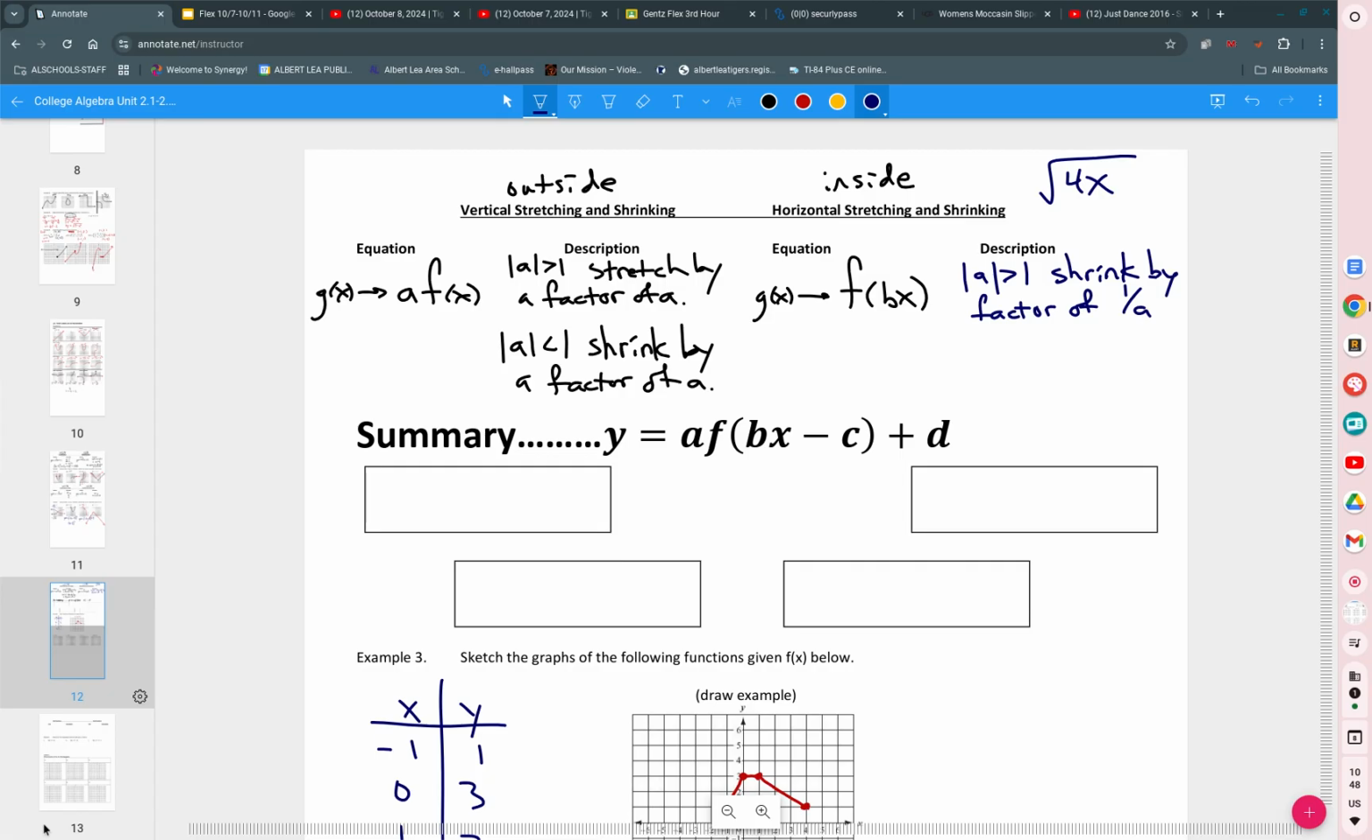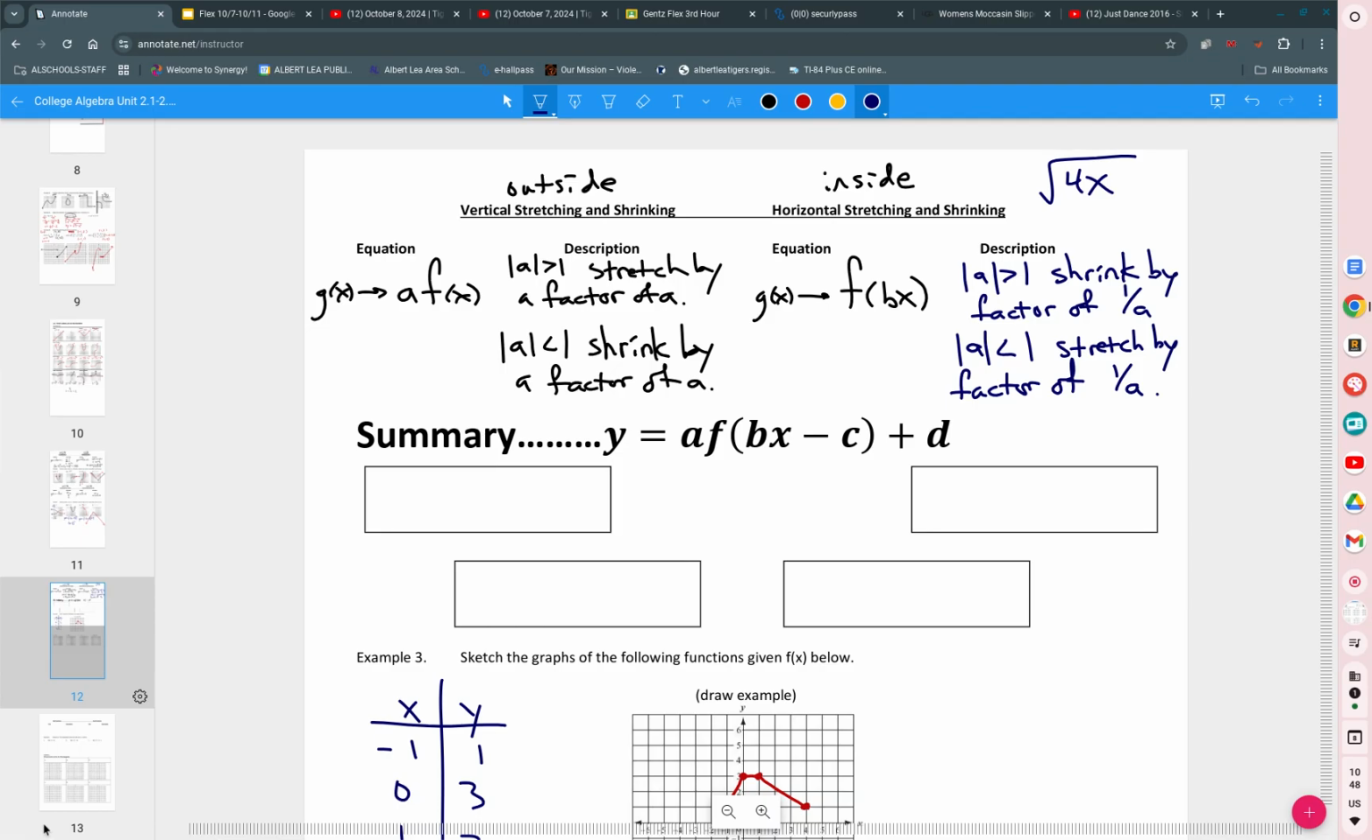The factor in the first description is that of a. A is your multiplier. So suppose that the absolute value of a is less than 1. It's going to stretch by a factor of 1/8. Okay? By the reciprocal, as you said.